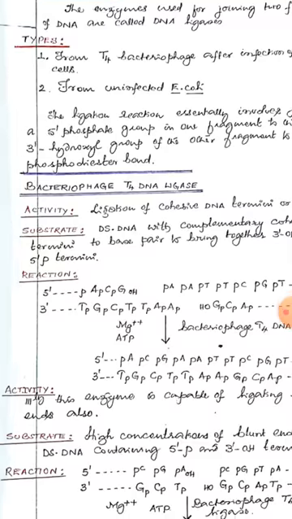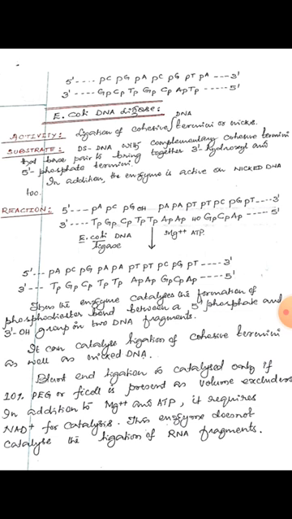So, in the reaction, the ligation takes place by the formation of phosphodiester bond so as to get a continuous piece of DNA fragment. This is what exactly T4 bacteriophage DNA ligase does. This is all about T4 bacteriophage DNA ligase.